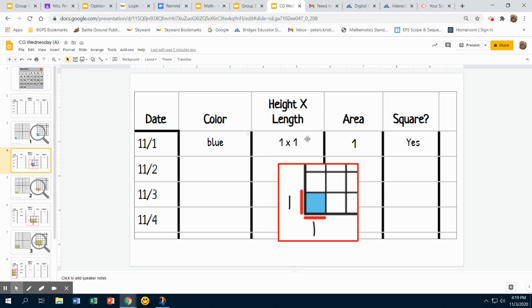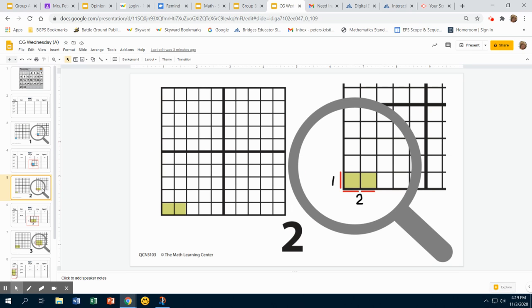And then, is this a square? Does it have 4 equal sides? Well, if the height is 1 and the length is 1, then all 4 of those sides are going to be 1. So that figure is a square. Let's go ahead and take a look at day 2.